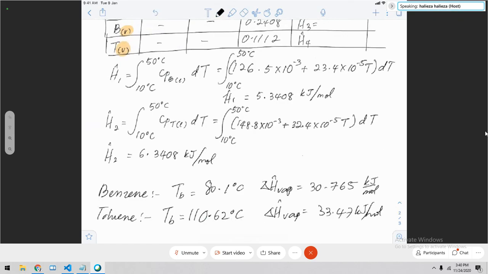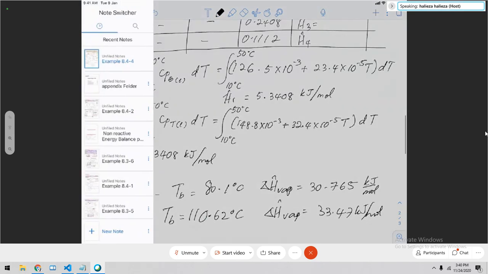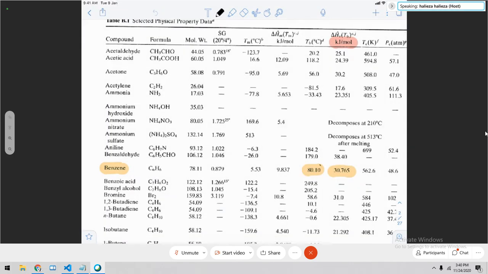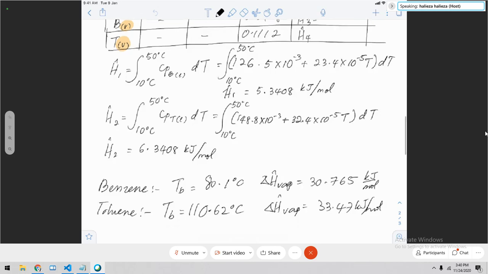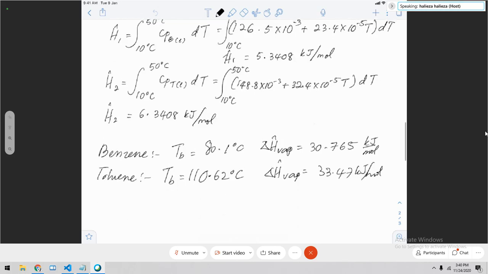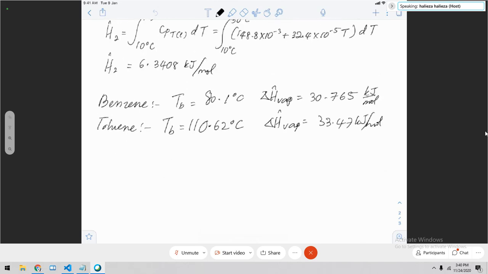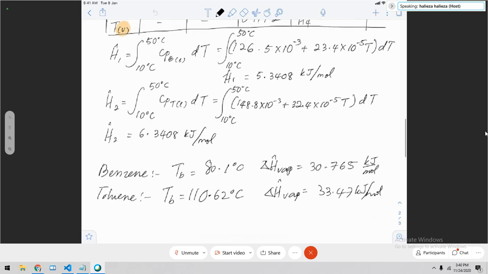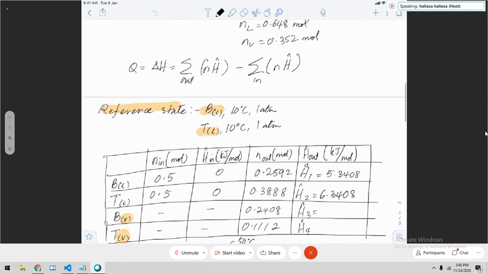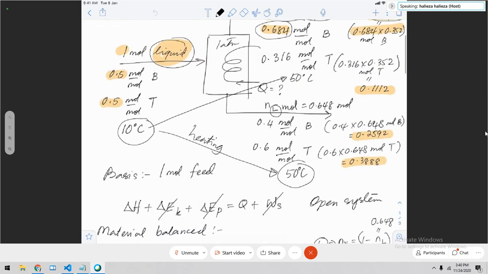Okay, let's look at benzene on top. 80.1, the boiling point of benzene. 80.1. The latent heat, 30.765. Is it the same as how I wrote it down? 30.76, okay? So the same thing for toluene, that's the boiling point, and the latent heat. Okay? So what next? We are not boiling both components at the boiling point of 80. We are evaporating them at 50.